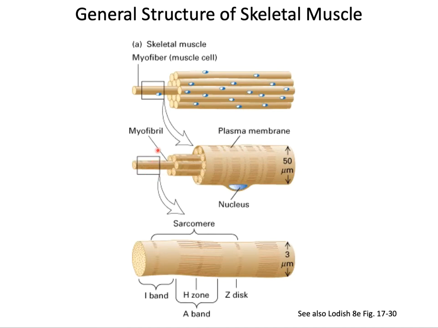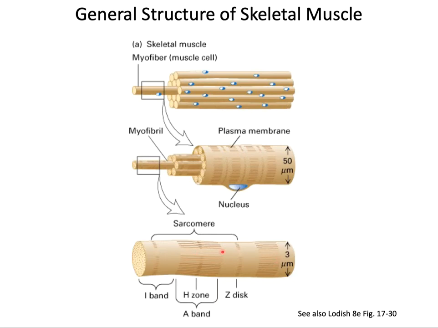If you look very carefully, you will see a very interesting banding pattern of these structures known as sarcomeres. They are described as the I band, H zone, A band, and the Z disc. We're going to talk about that. A single sarcomere runs from a Z disc to another Z disc, as shown here. Each of these myofibrils has thousands of these sarcomeres, lined up end to end.